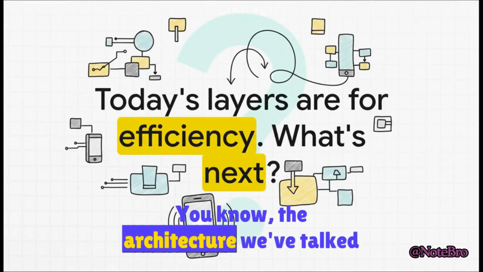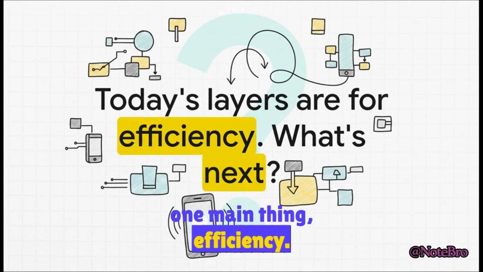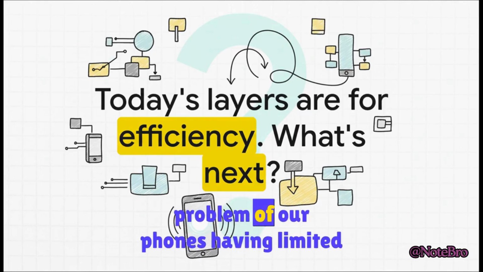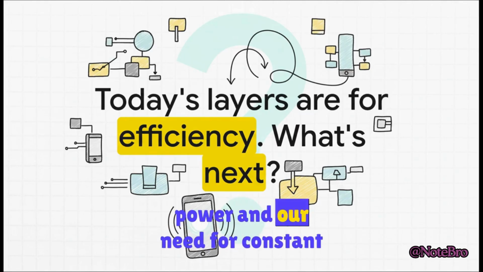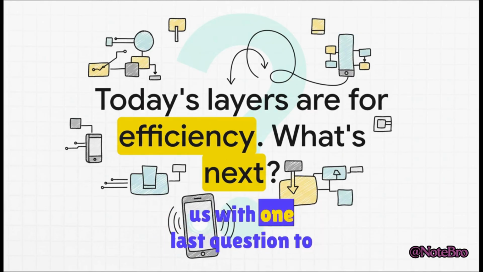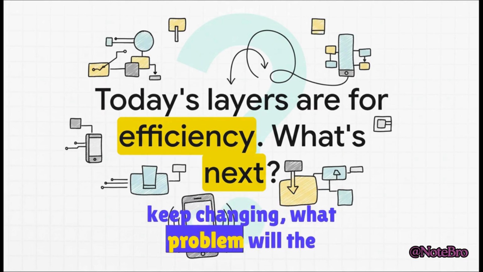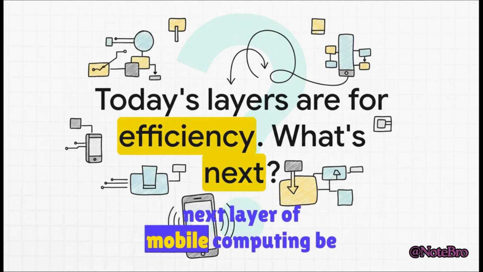You know, the architecture we've talked about today was really built for one main thing: efficiency. It was built to solve the problem of our phones having limited power and our need for constant access to information. Which kind of leaves us with one last question to chew on. As our tech and our needs keep changing, what problem will the next layer of mobile computing be built to solve?